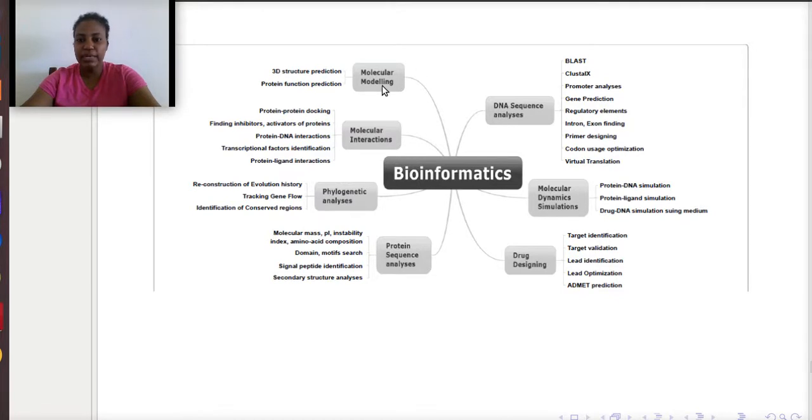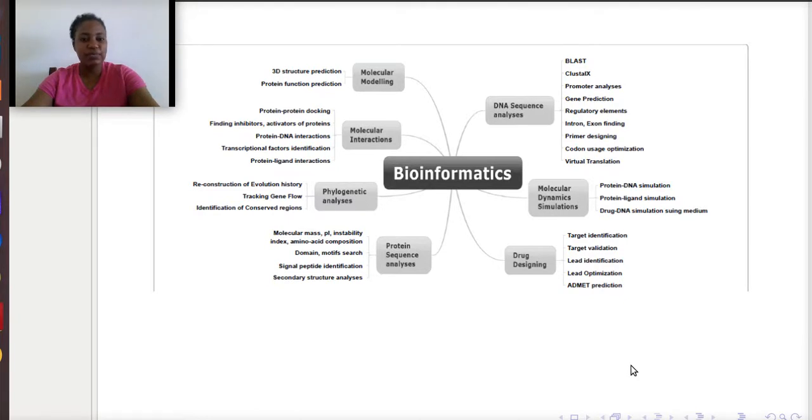In molecular modeling, you use those tools, bioinformatics, to predict the three-dimensional structure of proteins. Also, how do you predict protein function? Molecular interaction, protein-to-protein docking, finding inhibitors, protein-DNA interaction, transcription factors identification. Transcription is the change from DNA to RNA. So what do you identify? The factors. Protein-ligand interaction. So these are application areas of those tools of bioinformatics.